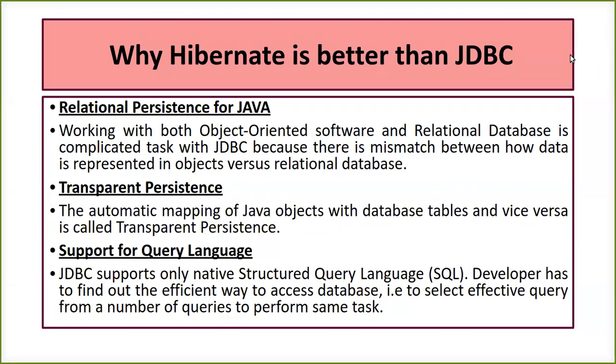Secondly, it has transparent persistence, where Hibernate gives you automatic mapping of your Java objects or your Java language to the database table. That is something called transparent persistence, which is not available with JDBC. Third, there is support for the query language. JDBC supports only the native SQL query language. But as I told you, Hibernate itself has its own query language also.